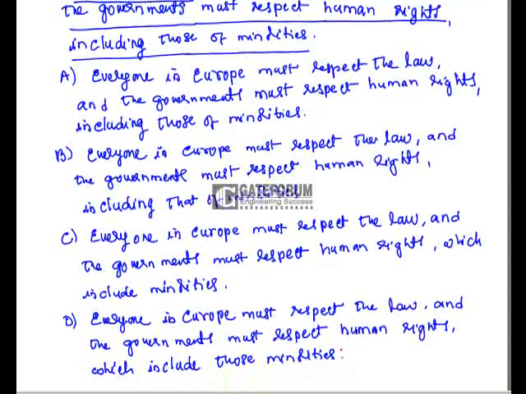D. Everyone in Europe must respect the law and the governments must respect human rights, which include those minorities. Same mistake as done by C. Human rights, which include minorities. Minorities are human beings, and human rights are some privileges. How can they be together? Therefore, the best answer here is A itself. A is the right answer.